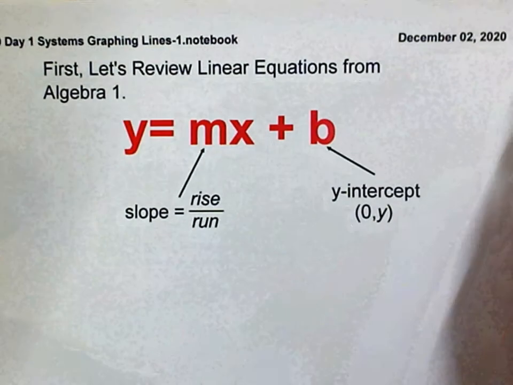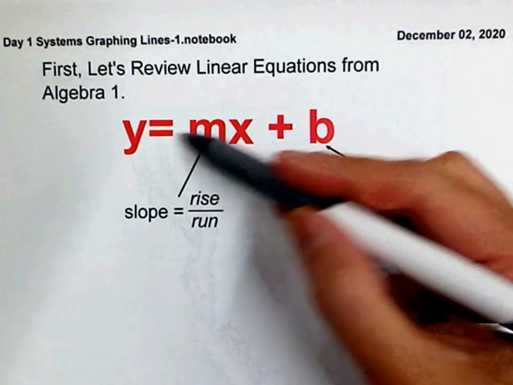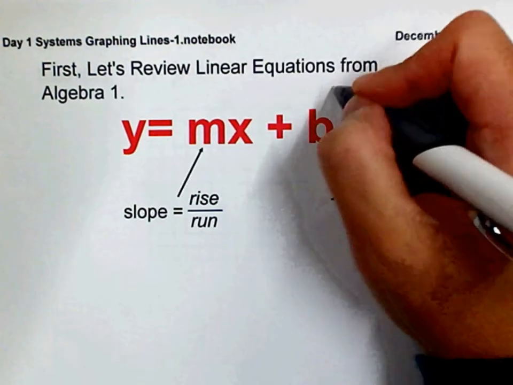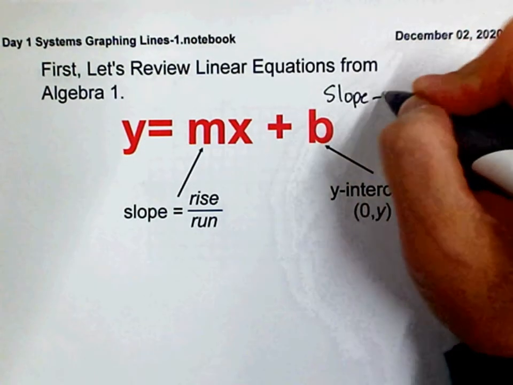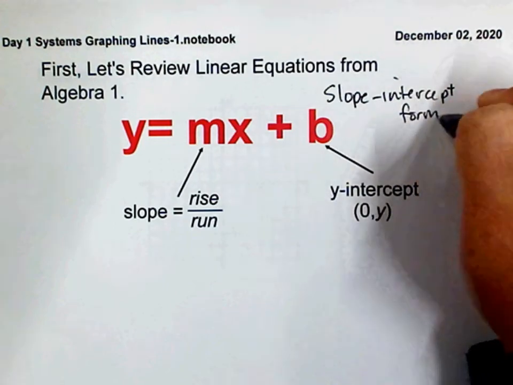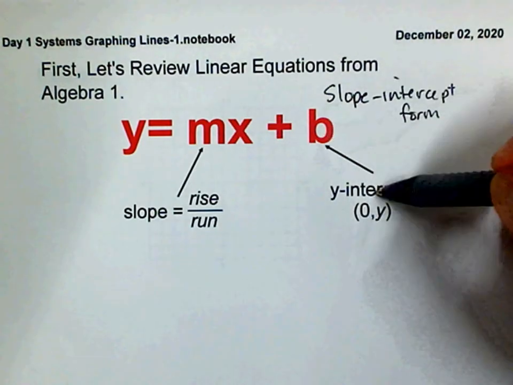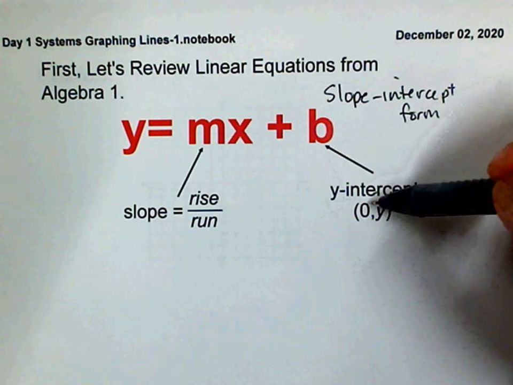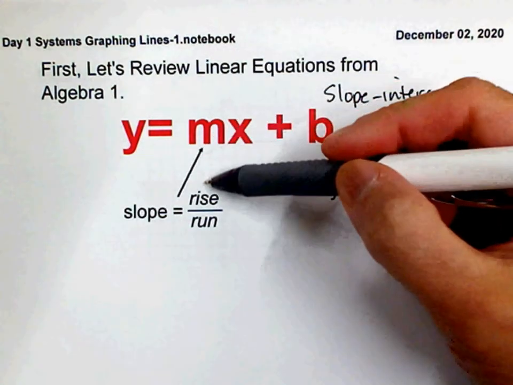So let's first review linear equations. It is y equals mx plus b. This is called the slope-intercept form. And the reason for that is it shows you the y-intercept, which is where you cross the y-axis, and then your slope is rise over run.